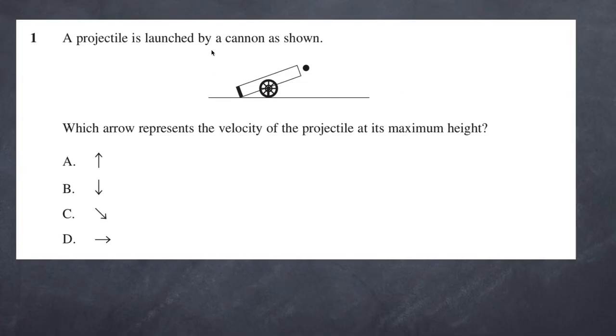So here we have a projectile launched from a cannon, and you're asked which response shows the arrow that represents the velocity of the projectile at its maximum height. Well, if you know projectile motion, we have this classic parabola, and that is because we have a constant velocity in that direction and we have a changing velocity in that direction. At the top here, the velocity vertically is 0, so all we have left is the horizontal component, and therefore D is the correct answer.